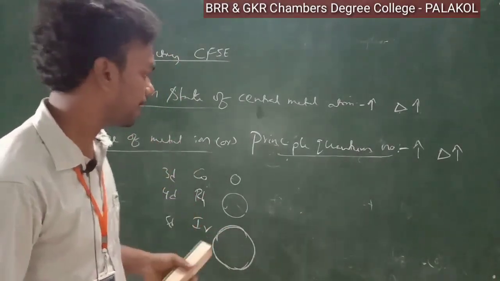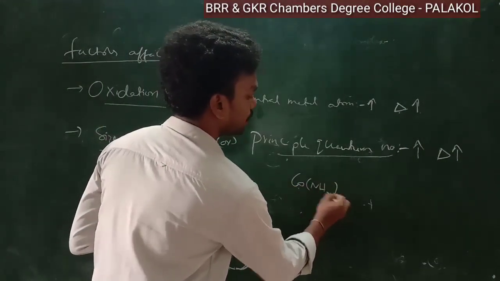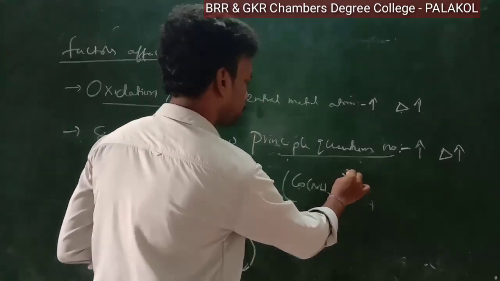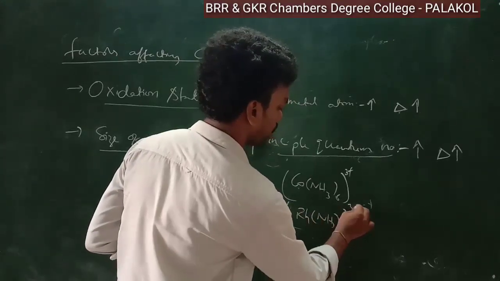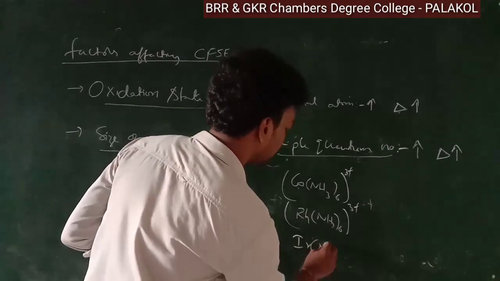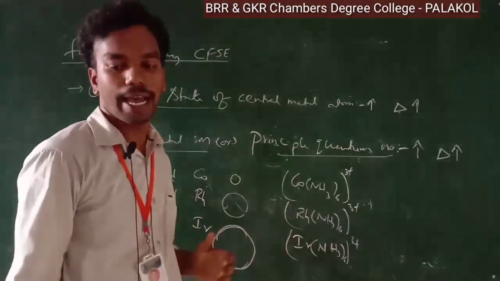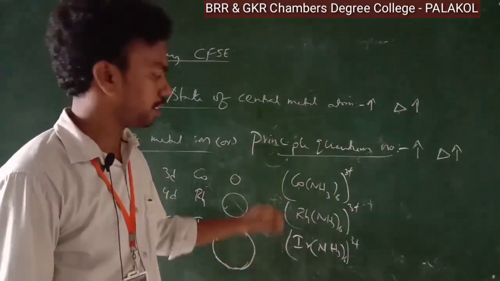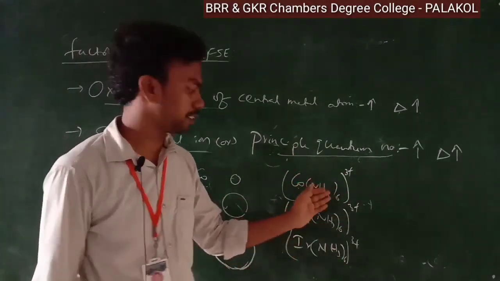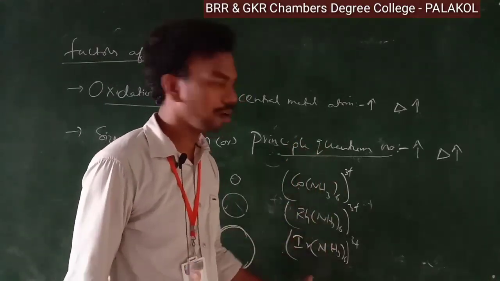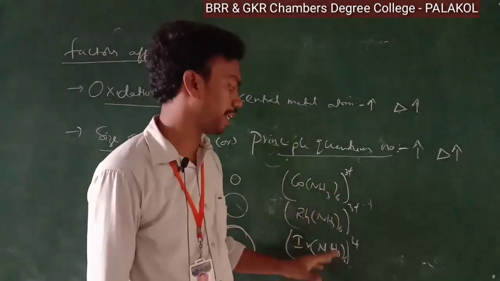For example, take these cobalt complexes: [Co(NH3)6]3+, [Rh(NH3)6]3+, [Ir(NH3)6]3+. I am taking three complexes. Which complex has higher CFSE? This is 3d, this is 4d, this is 5d. The size of the central metal atom increases. All these metal atoms have the same +3 oxidation state and the same ligands, and the same octahedral geometry because the coordination number is 6.